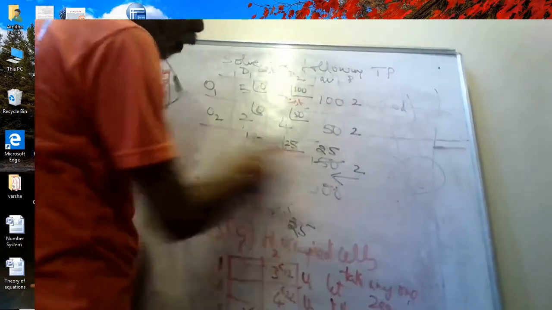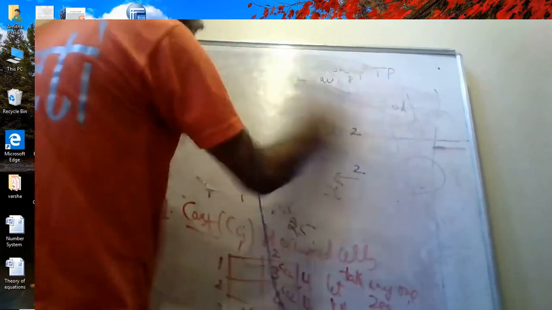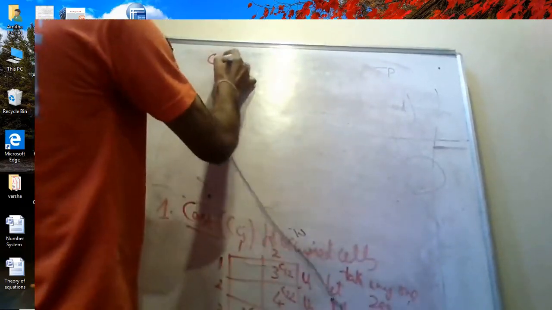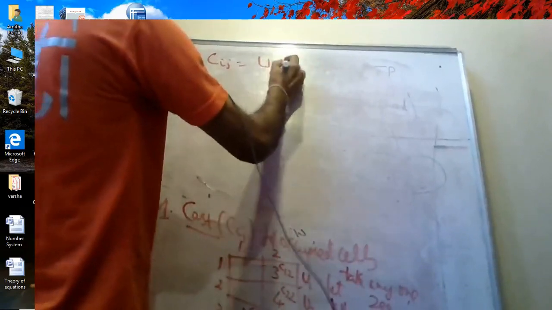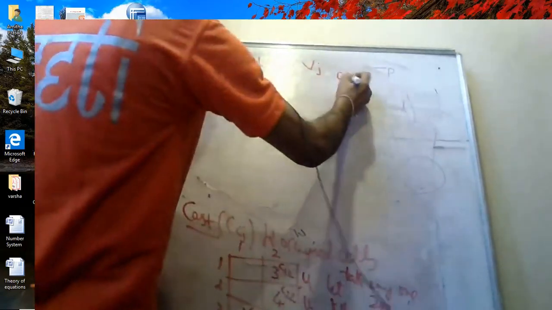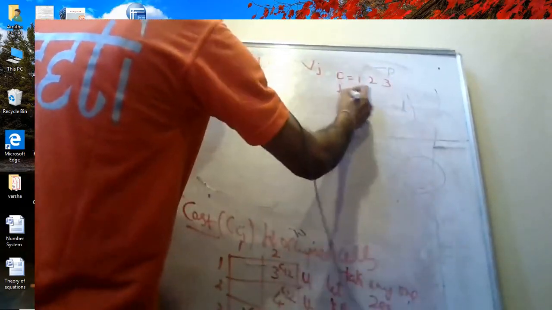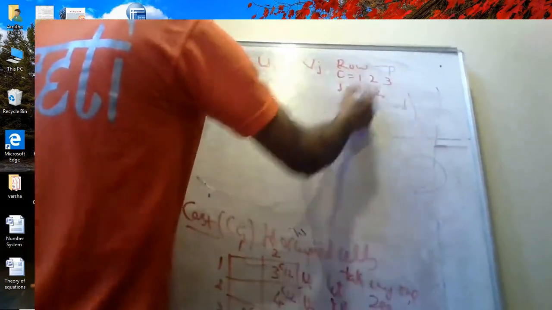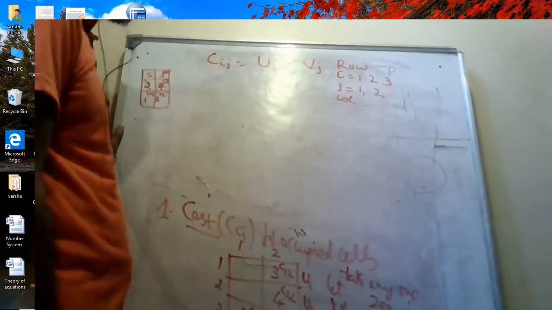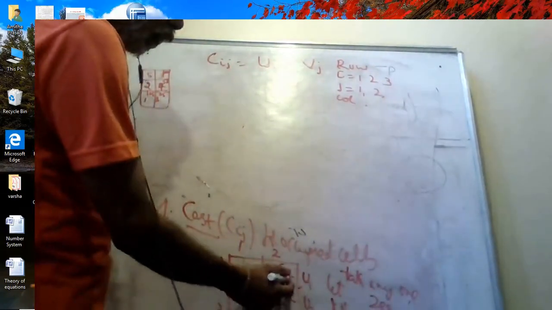Okay. So I'll calculate the remaining variables using the formula Cij is equal to ui plus vj. This is the formula. I will take 1, 2, 3. J is 1, 2. So i means row, j means column. Okay. Now I'll take this C12.